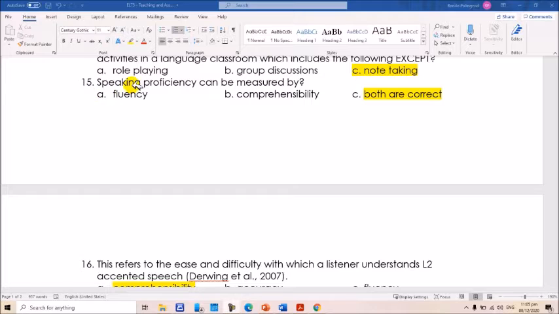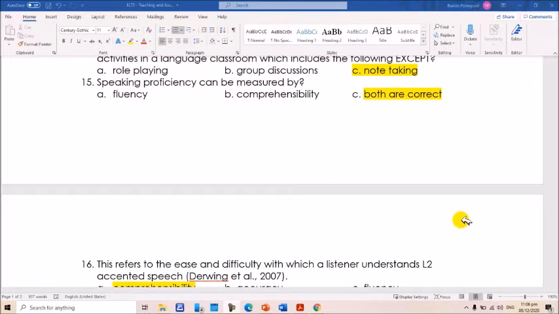Number 15, speaking proficiency can be measured by, the answer here is letter C, since we all know that based on the self-learning guide which I've sent on the Classroom, Jay Barot mentioned about these two right here, fluency and comprehensibility, as indicators of speaking proficiency.